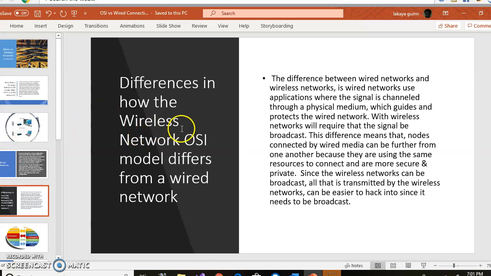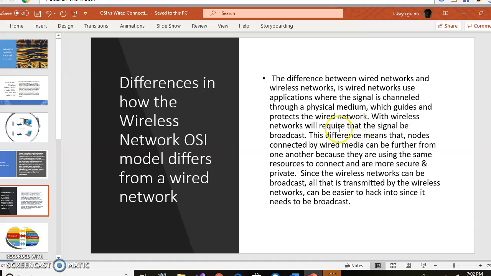Now, the difference in how the wireless network OSI model differs from a wired network is that the wired network utilizes applications where the signal is channeled through a physical medium. So the signal that's channeled through a physical medium is protected and is guided through the wired network.